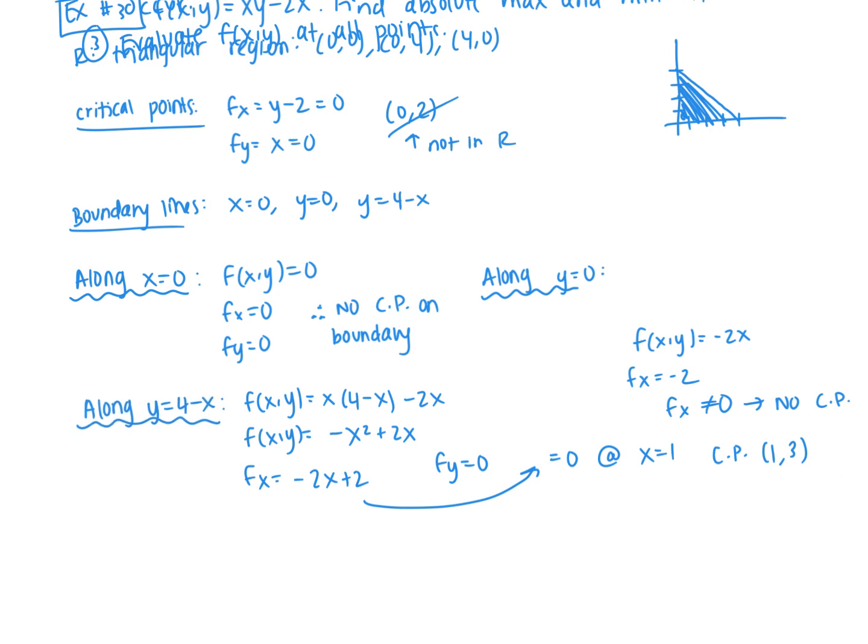Okay. So far we have this one critical point that we found. In addition to that one critical point, you also have to consider all of the vertices. You with me so far? Okay. So here's where we're at now then. Now we are going to consider all of those critical points. And we need to plug them into our function. And if you remember, the function is xy minus 2x.